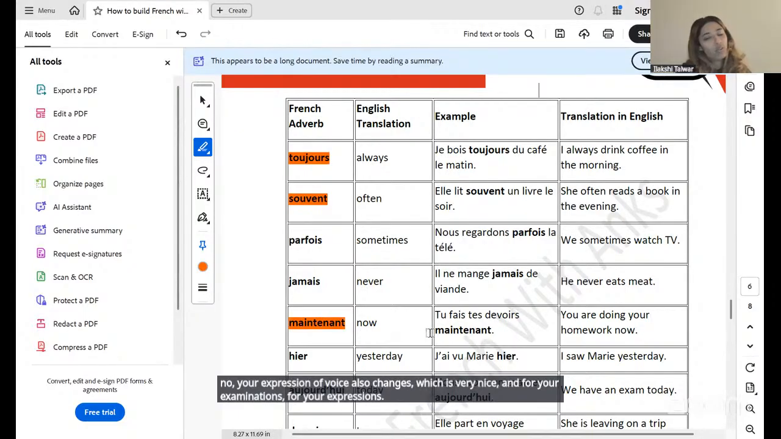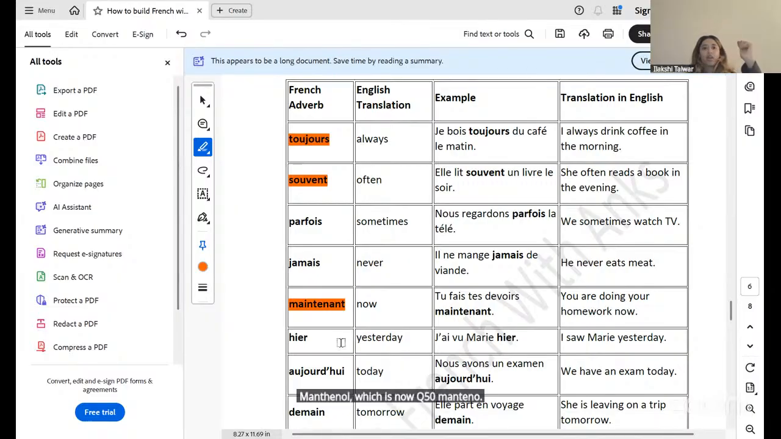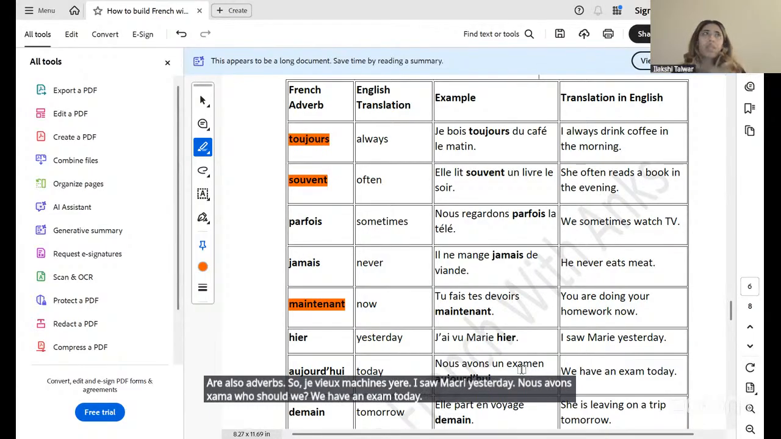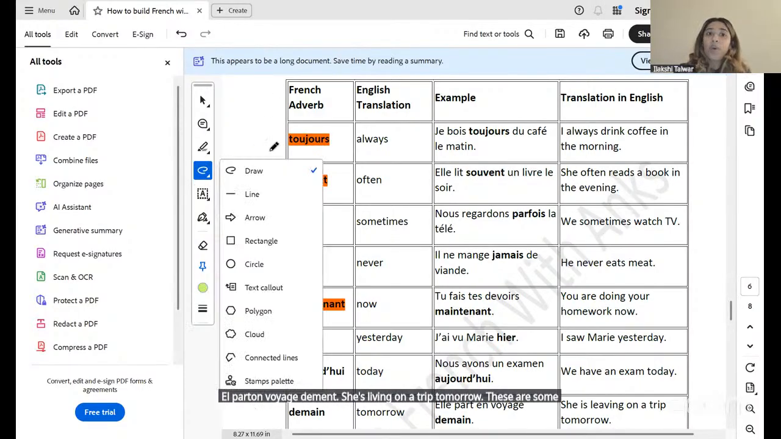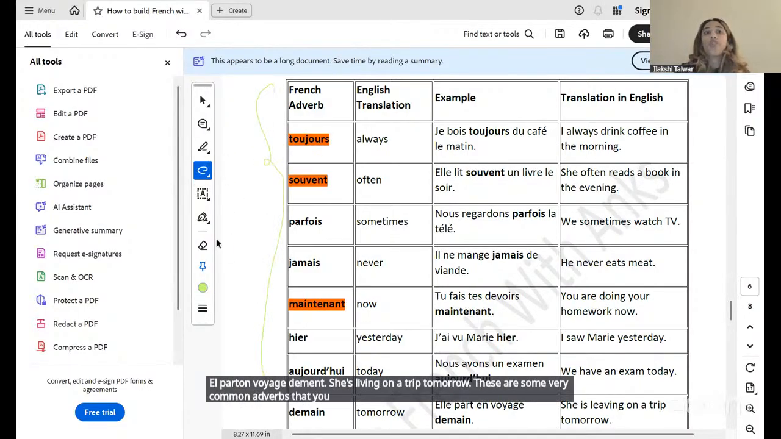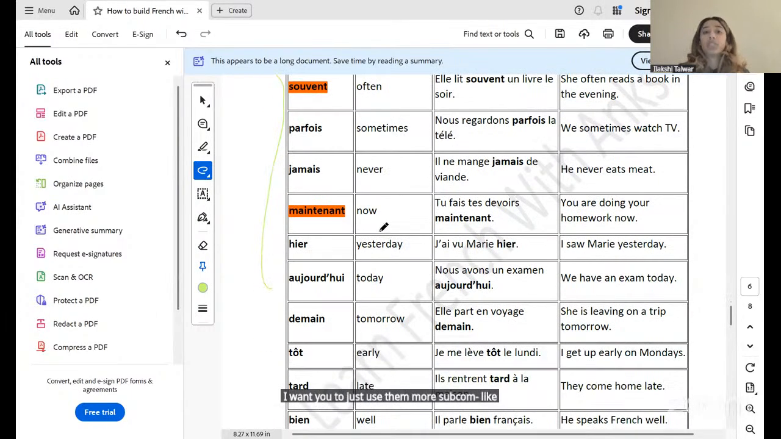"Maintenant", which is now. Tu fais tes devoirs maintenant. "Hier", "aujourd'hui", "demain" are also adverbs. J'ai vu Marie hier. I saw Marie yesterday. Nous avons un examen aujourd'hui. We have an exam today. Elle part en voyage demain. She's leaving on a trip tomorrow. These are some very common adverbs that you already know. I want you to use them more consciously now.